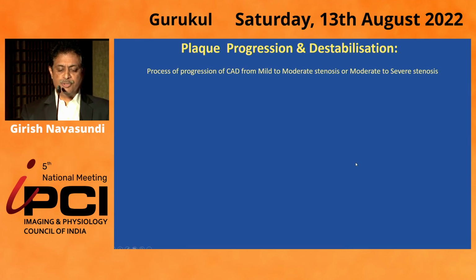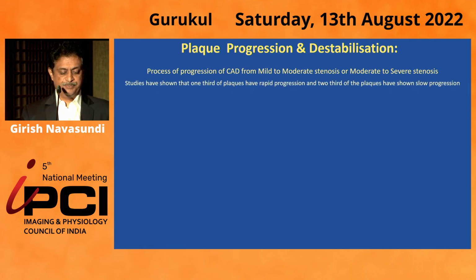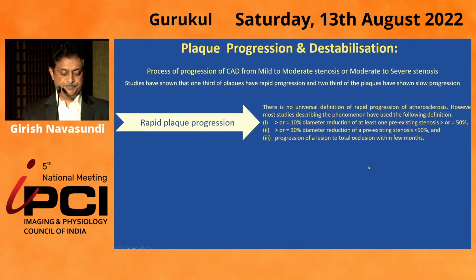The process of progression of coronary artery disease from mild to moderate stenosis, or moderate to severe stenosis, is called plaque progression or destabilization. Studies have shown that 1/3 of plaques have rapid progression and 2/3 of plaques have slow progression. What do you mean by rapid progression? There's no universal definition of rapid progression of atherosclerosis.